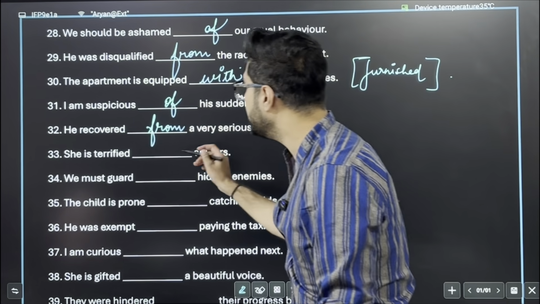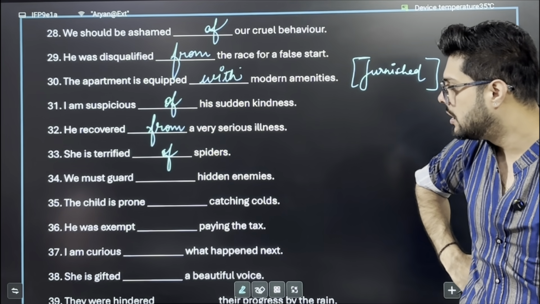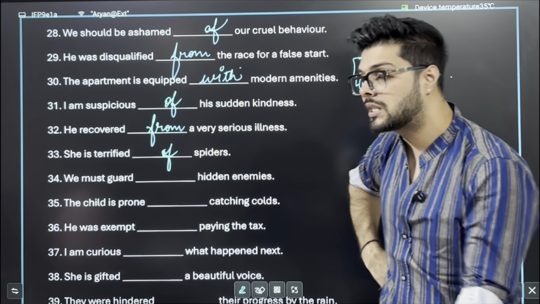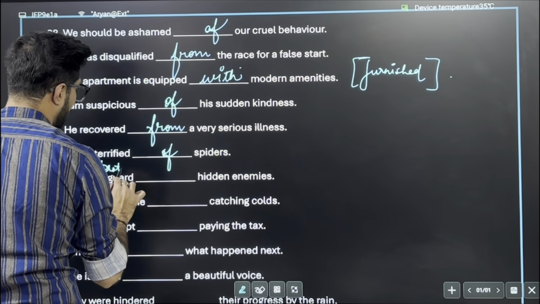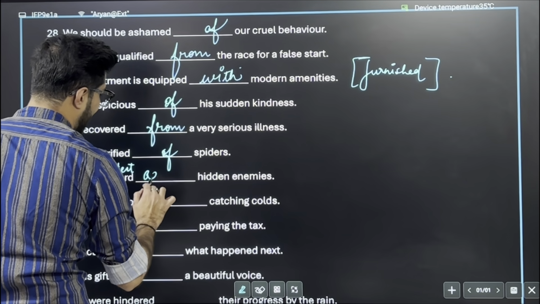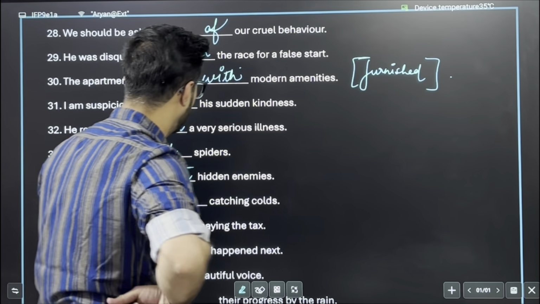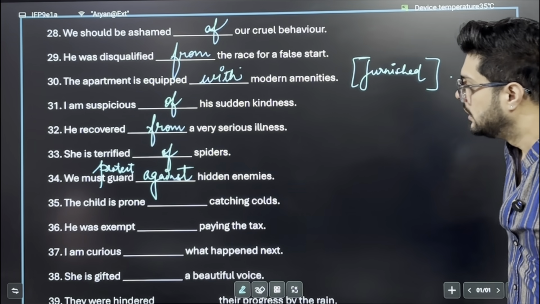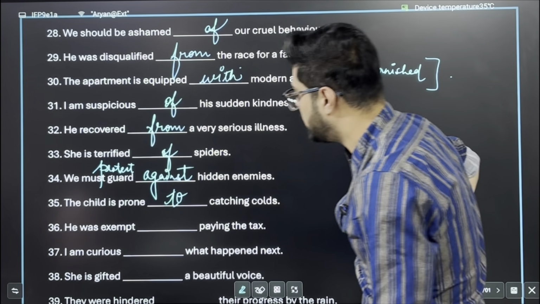She is terrified of spiders. उसे बहुत डर लगता है spiders से. We must guard means protect ourselves not from but against hidden enemies. We should always guard against hidden enemies. The child is prone again, sensitive to catching cold, prone to.